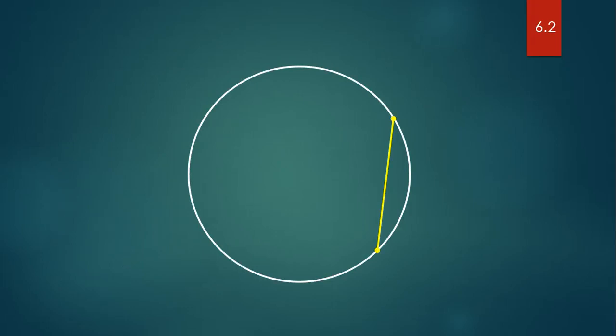Now what if we have not just one chord, but we have two chords? And we construct perpendicular bisectors to both of the chords. Well, since the perpendicular bisector of a chord will also contain the center of the circle, and we have two perpendicular bisectors that both have to contain the center of the circle, we know that the center of the circle is contained at the intersection of the two perpendicular bisectors.